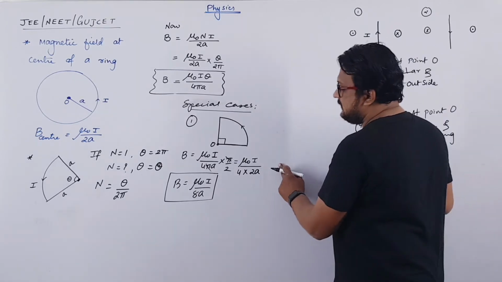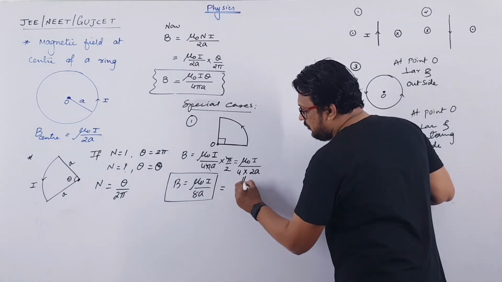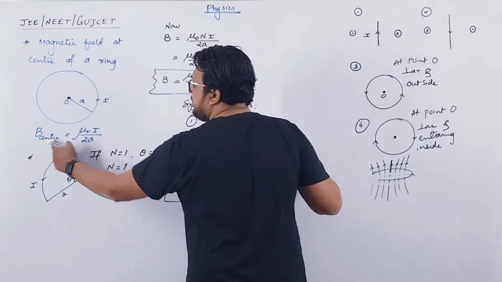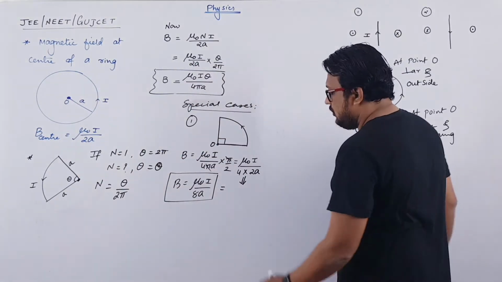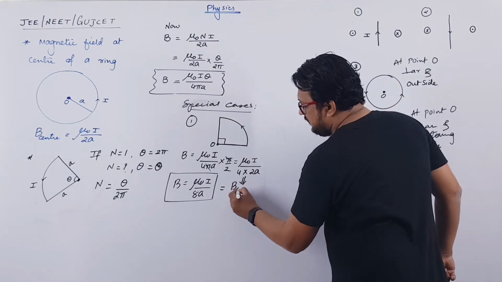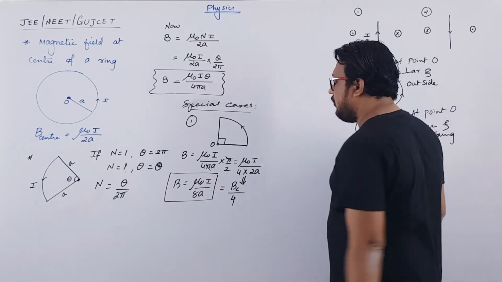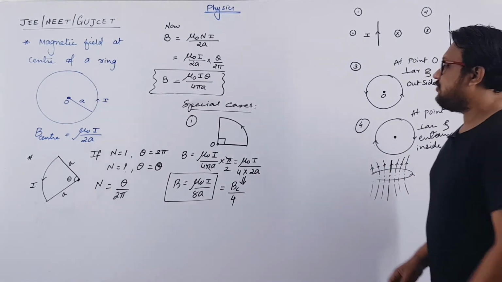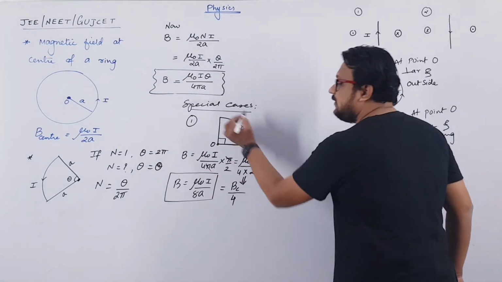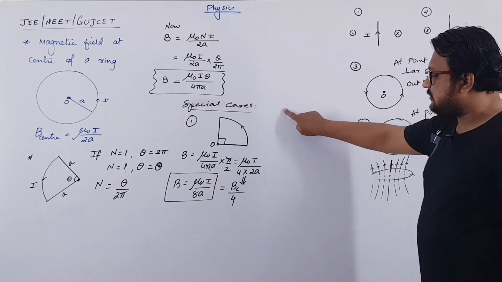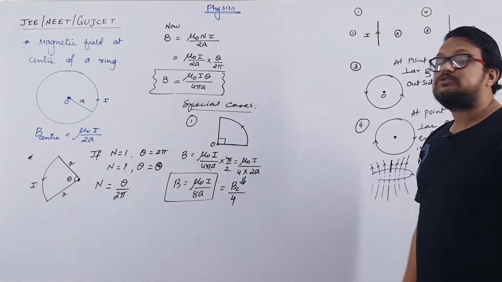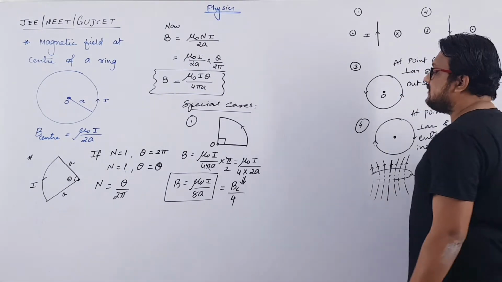Why I have written this? So this is actually equal to, from this you can write mu naught I over 2A. Mu naught I over 2A is for the entire ring. So this is B of center for a ring and divide by 4. So 1/4 of the B for the center of the ring. Actually you can see that this is 1/4 of the circle, right? So magnetic field will reduce by 1/4. In the same way, if you have semicircle, then let us consider semicircle.